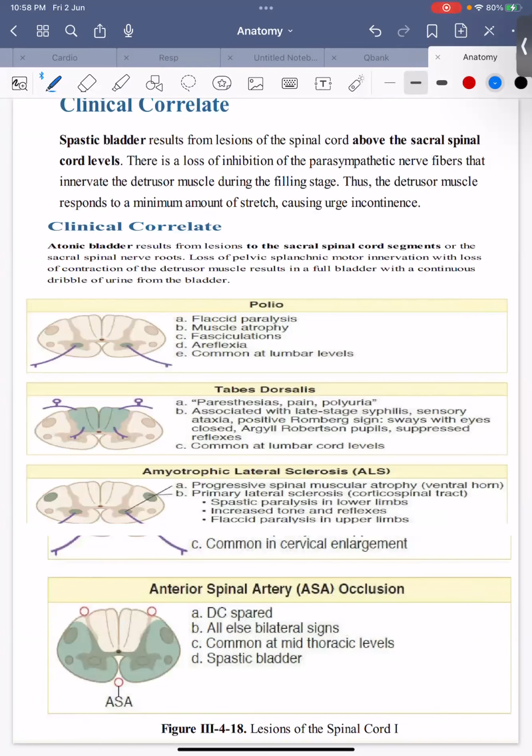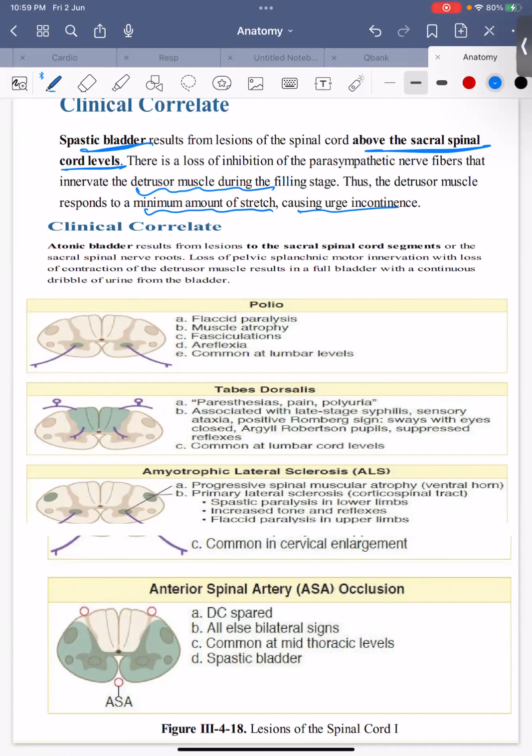Now, if you have the lesions of the spinal cord above the level of the sacral spinal cord, this results in the spastic bladder. This is due to the loss of the inhibition of parasympathetic fibers that innervate the detrusor muscle during the afferent stretch. Thus, the detrusor muscle will respond to a minimal amount of stretch, causing the spastic bladder and leading to urge incontinence. Now, this picture is important. You will know the different types of the symptoms here.